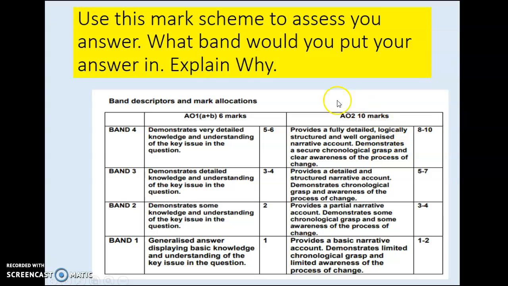To get top marks in AO2, you need to show that you've demonstrated a clear chronological grasp and shown awareness of the process of change. So I want you to place your answer into one of these bands and then explain why. So a short 2-3 sentences on how you've marked your work. So pause the video and complete that in your pink books now.